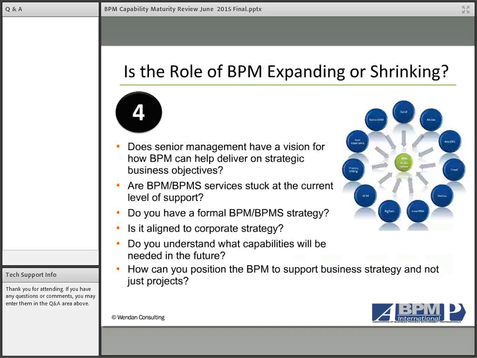And with that, Dan, I'm going to turn it back over to you to finish out on the last one, which really talks about then how do we make sure that we have the appropriate investment roadmap in place to drive the growth and expansion of BPM capability.